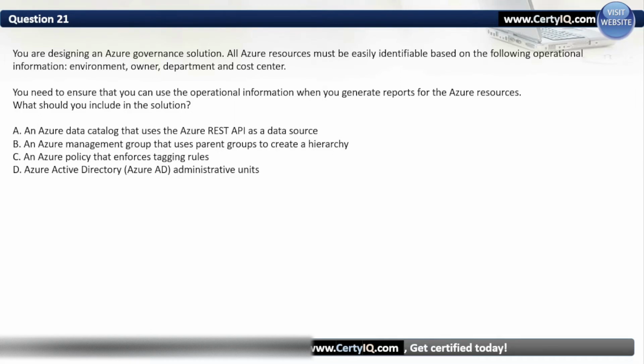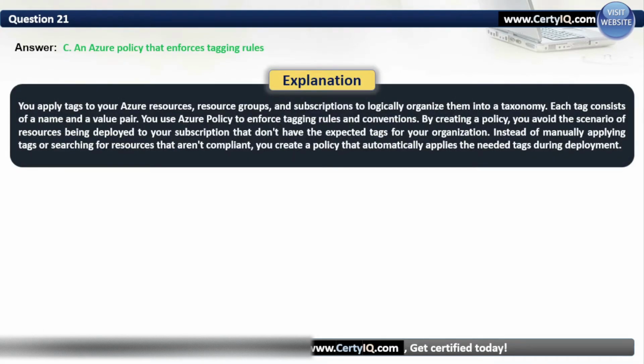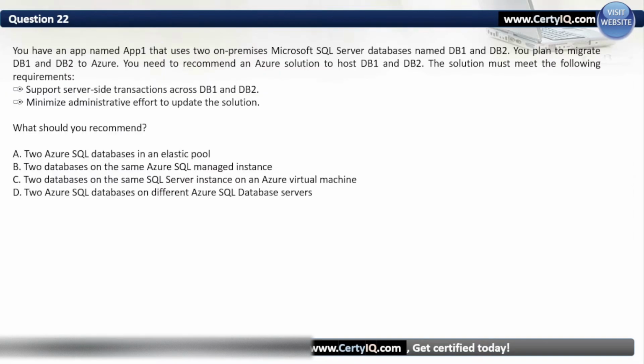The correct option is C, an Azure policy that enforces tagging rules. You apply tags to your Azure resources, resource groups, and subscriptions to logically organize them into a taxonomy. Each tag consists of a name and a value pair. You use Azure Policy to enforce tagging rules and conventions. By creating a policy, you avoid the scenario of resources being deployed to your subscription that don't have the expected tags for your organization. Instead of manually applying tags or searching for resources that aren't compliant, you create a policy that automatically applies the needed tags during deployment.